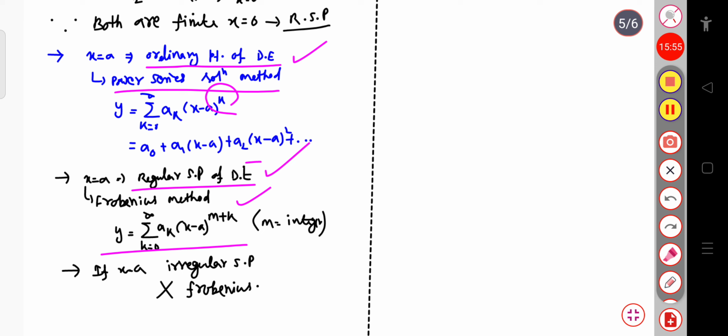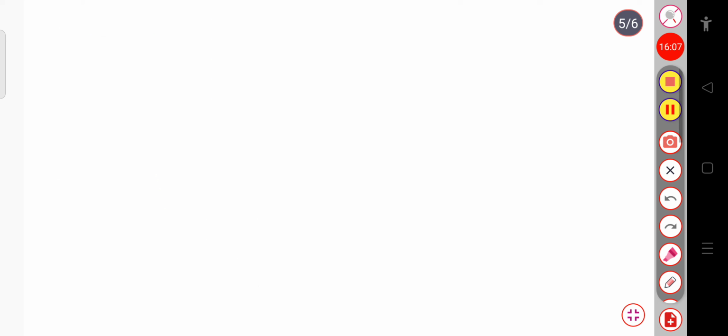For the irregular singular point we cannot use the Frobenius method. Since the irregular singular point is not in your syllabus, we are not going to discuss it now. Now let us see the Legendre differential equation.